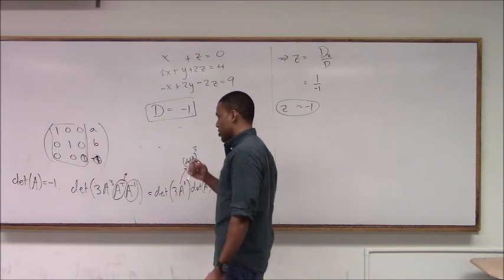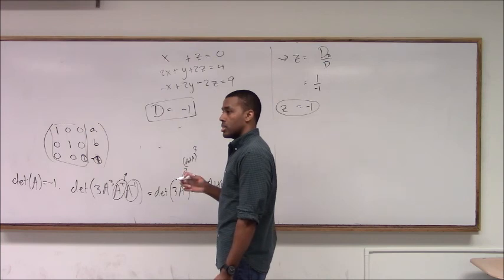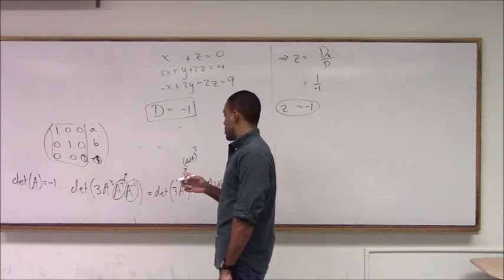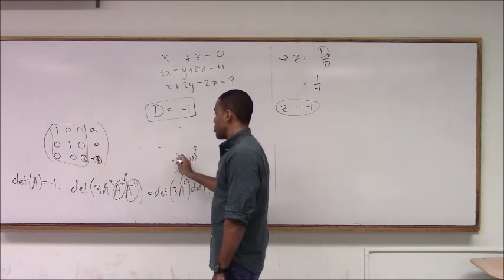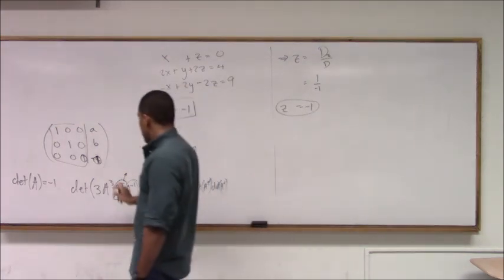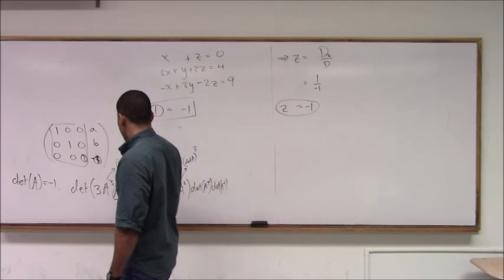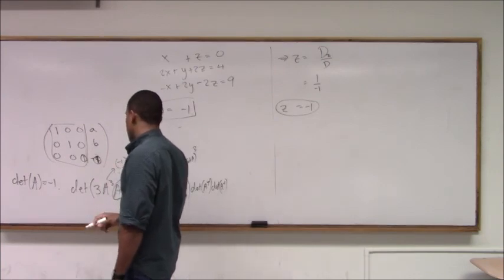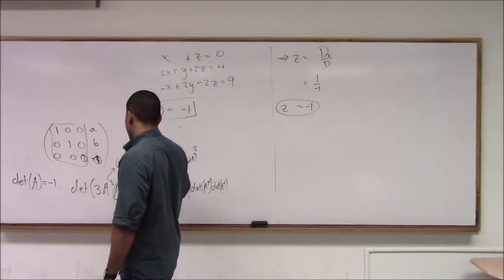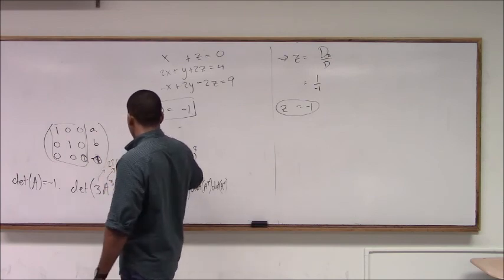What if I multiply by a 3? How does that affect it? 3 to the 3 would be what you have to multiply by. So this guy will just give you a negative 1 towards the answer. This guy would also contribute a negative 1 because it's the same. This guy would also contribute a negative 1. This guy would contribute a 27. So overall, the answer was minus 27.